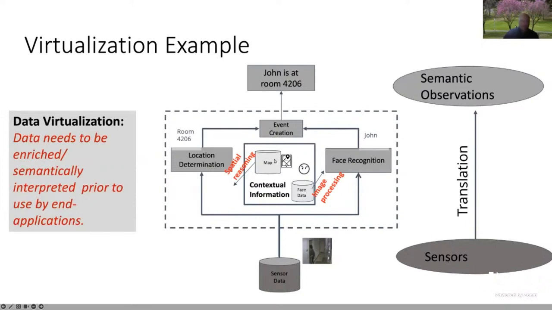In the case of an in situ sensor, this may be a bit easier, because given a sensor, I may know that this particular camera will be able to observe room 4206. But what if this was a mobile camera carried by somebody else? In this case, the location of the mobile camera has to be coupled with information about the doors and which rooms are at the rear to interpret that this is room 4206. Finally, both of these coming together will give us the fact that John is in room 4206, which can then be used to build applications on top.